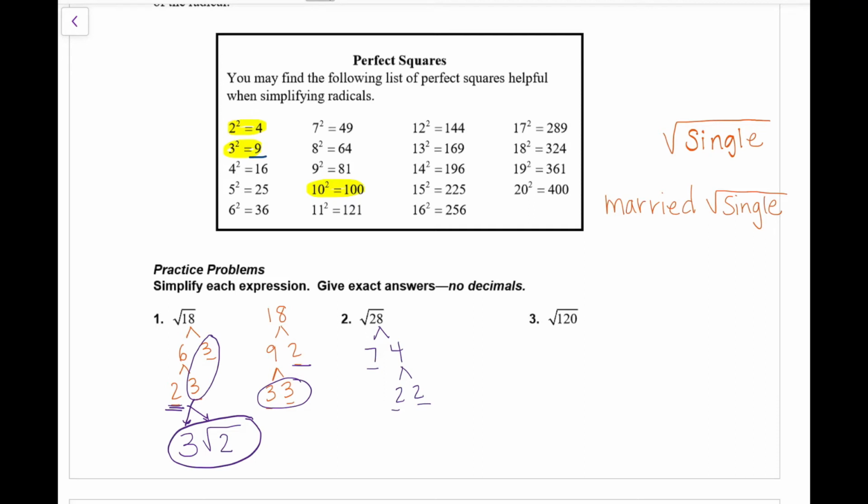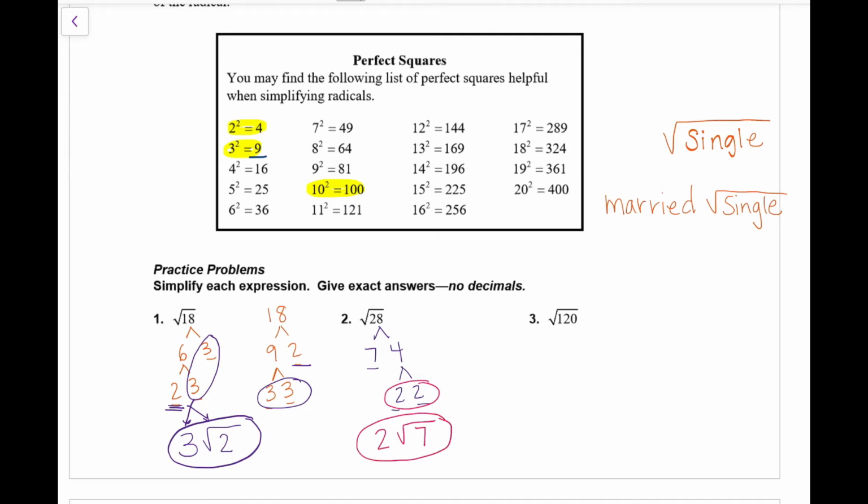Now we want to find the couples. We want to find the married couples. These 2's, we have two 2's. They get married. They come out front. They become 1. And we have the leftovers in the single house, which is 7. So this would simplify to be 2 square root of 7.